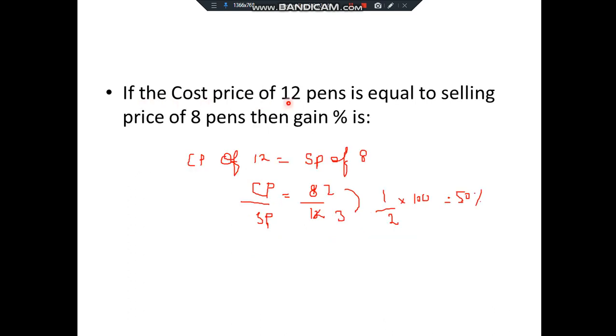If the cost price of 12 pens is equal to the selling price of 8 pens, then find the gain percentage. So CP of 12 is equal to SP of 8. So CP by SP, find the ratio. You will get it as 2 by 3. We will have to find the gain percentage. So CP is equal to 2 and SP is equal to 3. Profit is 1 rupee, that is 3 minus 2, which is 1 rupee. Out of 2, that is 1 by cost price into 100, right? So you get it as 50%. Hope you understood. This also we have discussed. Okay.